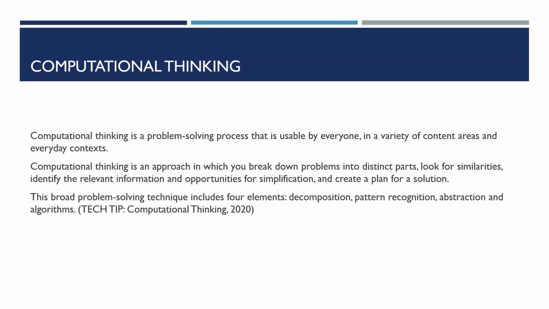You work out what are the main points of the question, what are the important numbers, what patterns or problem-solving techniques do I know to solve this problem, and then you just go through the steps of the problem. You apply the algorithm. So you've used computational thinking all the time. It's about breaking things down into smaller parts to find similarities, to identify the relevant information and opportunities, so we can simplify and create a plan of action so we can actually solve this problem.